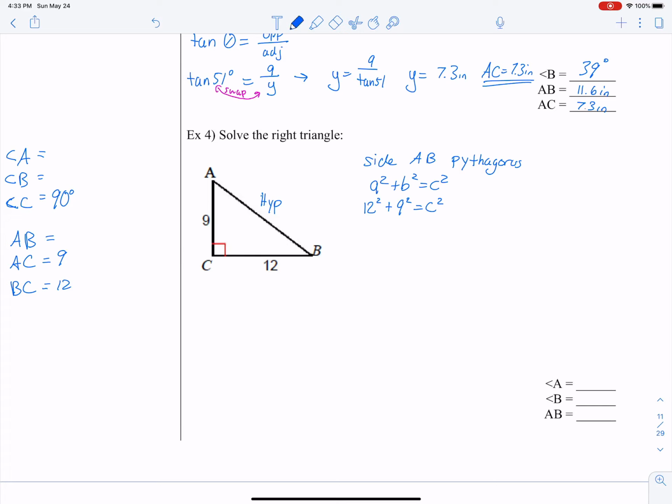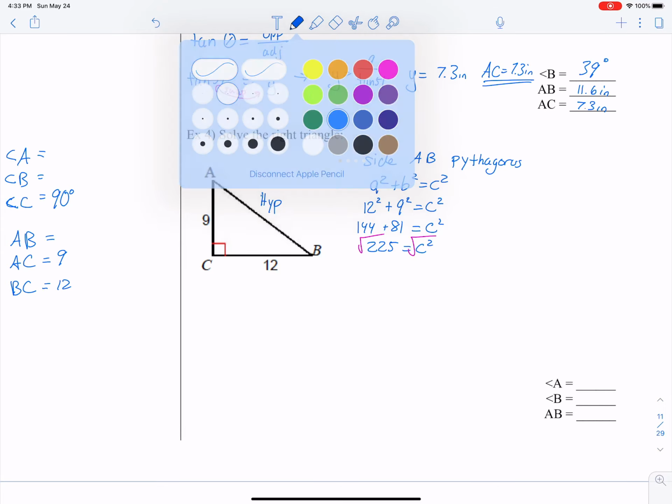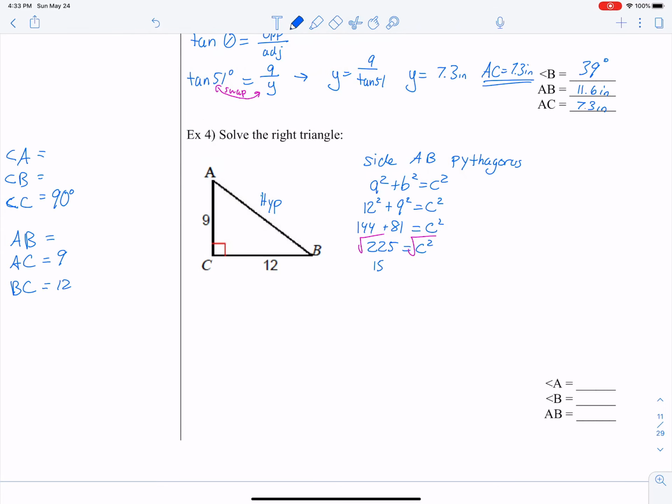So then we can multiply 12 squared, we get 144. We can multiply 9 squared, we get 81. And then we leave our c squared. I'll add up 144 and 81 together, and I get 225 is equal to c squared. And then I'll square root both sides, and I get 15 is equal to c. And what I'm calling c, looking here, if we're using endpoints, it's AB.